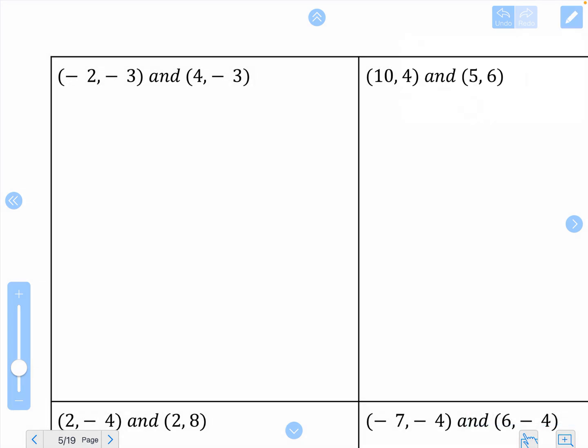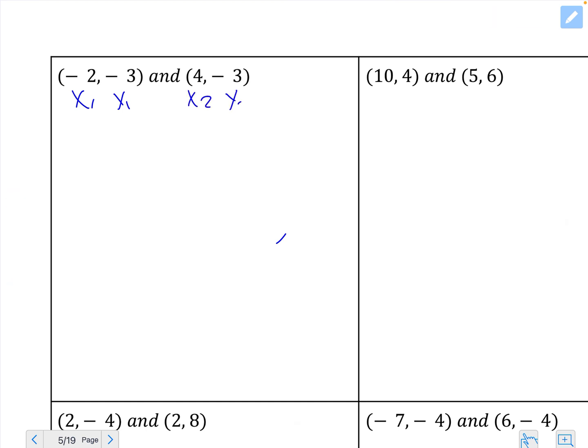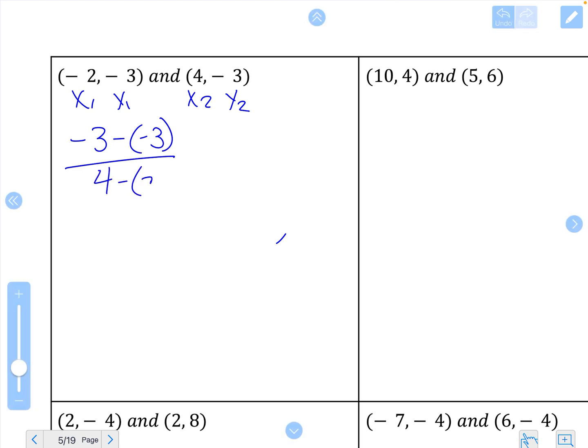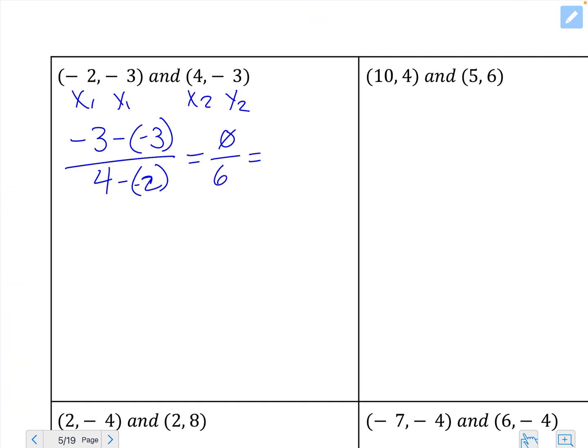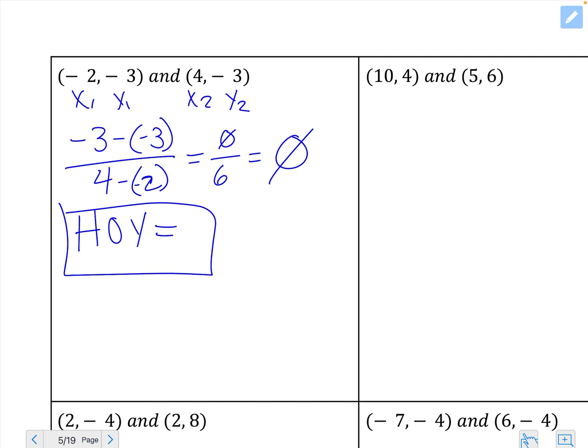All right, so now we need to find our slope. x1, y1, x2, y2: negative 3 minus 3 over 4 minus negative 2. So a negative 3 plus 3 is going to get me a 0. And then a 4 minus negative 2, I'm going to add them and get a 6. And anytime I have the 0 on top, my slope is 0. If my slope is 0, I automatically know that my line is a horizontal line.